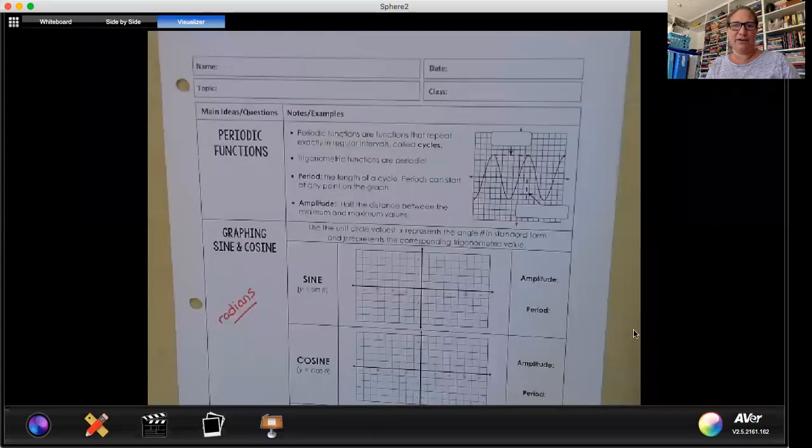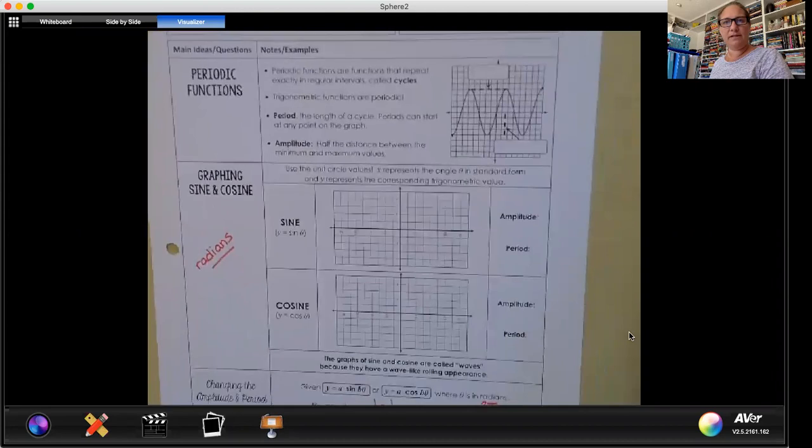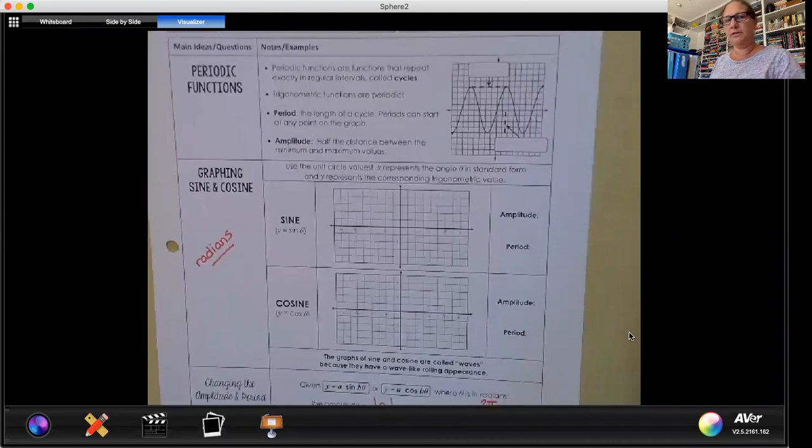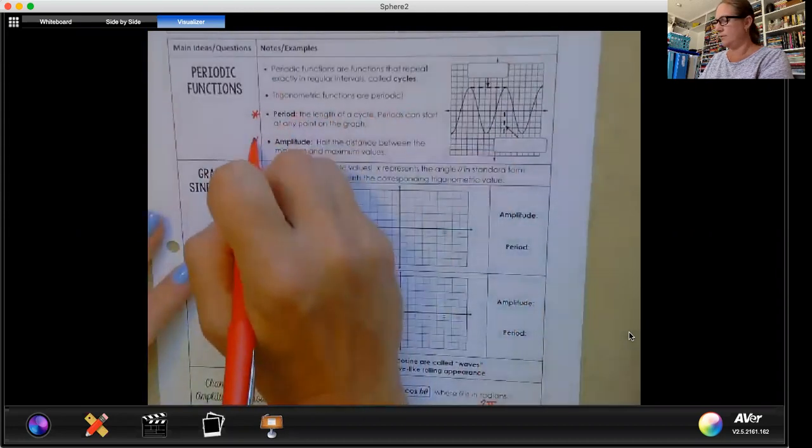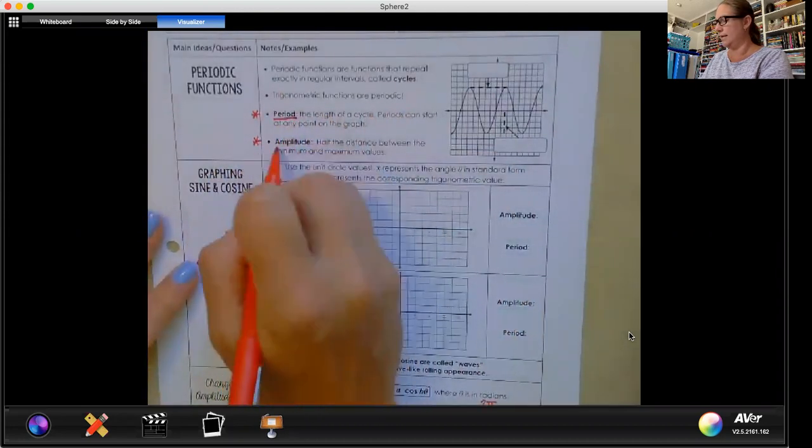Hey guys, today we are going to graph sine and cosine functions. I think you're going to find that they're very similar to each other and they create wave functions. So a couple of vocabulary words you need to know. The period of the function is how often it repeats, and the amplitude of the function is how high it goes.